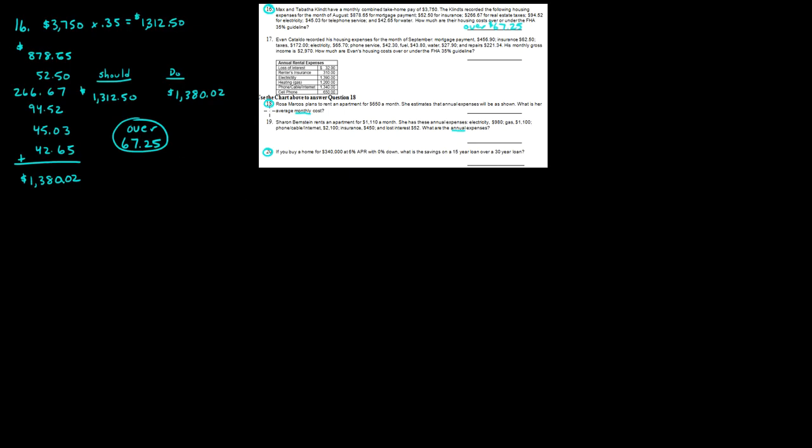For 18, there's some similarities in those two problems, but it says Rosa plans to rent an apartment for $650 per month. She estimates that the annual expenses will be shown in the figure here. And then it says, what is her average monthly cost? So if I add up the items in the figure here, I am going to get $4,922.